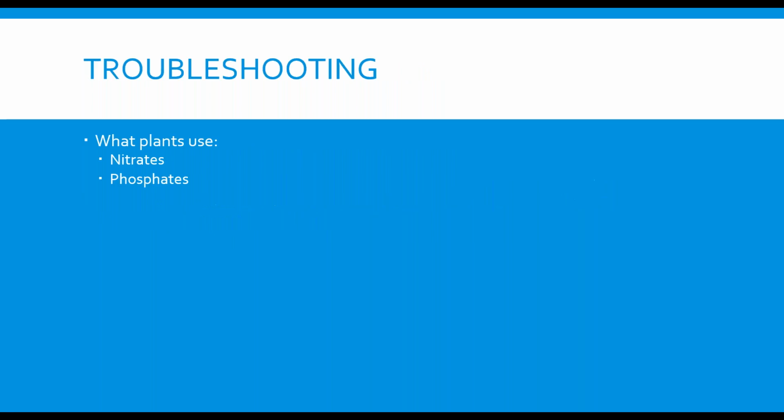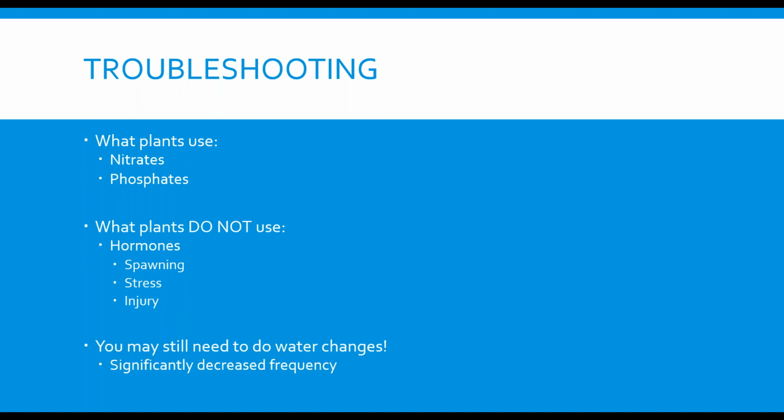On to troubleshooting. So here is a very good reminder that plants use nitrates and phosphates. They do not use hormones from fish associated with spawning, stress, and injury. So you may still need to do water changes. However, having those plants there will significantly decrease the frequency or the amount that you're doing them.